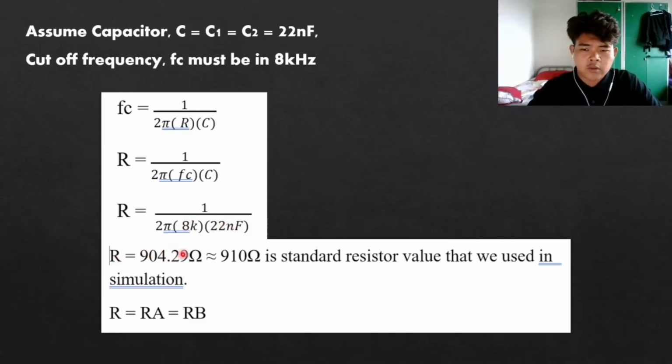So we will get the value of R equals 904.29, which is about the same value as 910 ohms, which is again the standard resistive value that we have used in the simulation. And from here, we know that R equals RA and is also equal to RB.